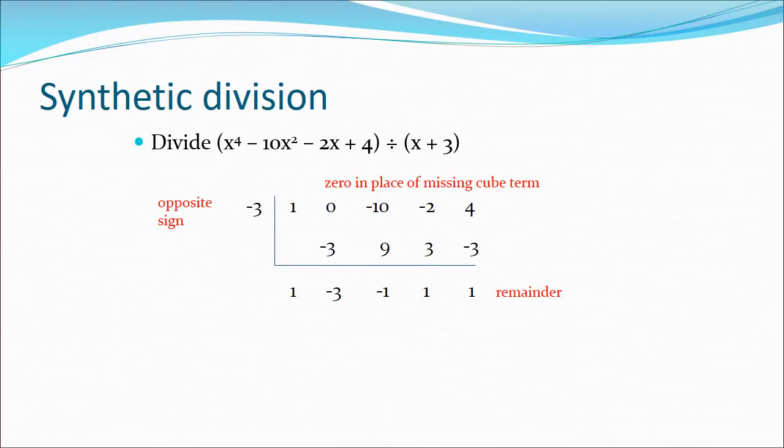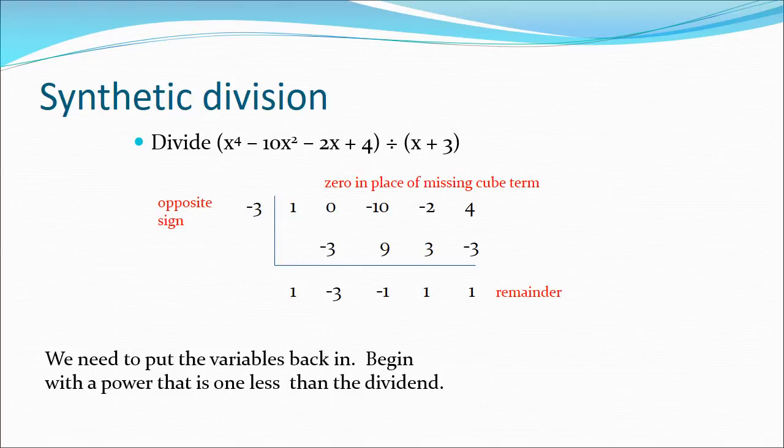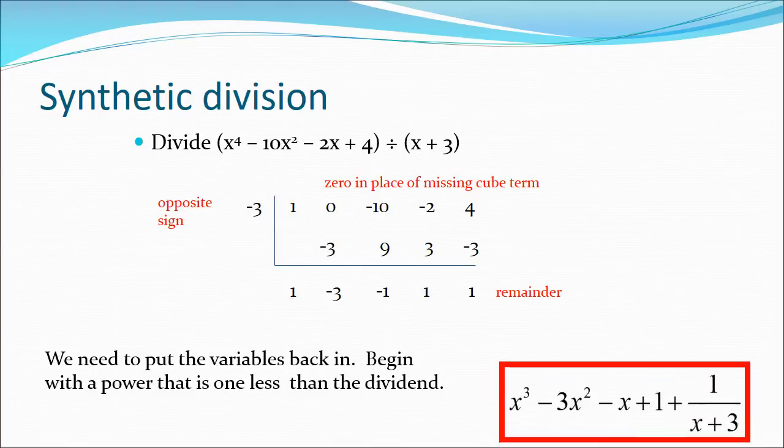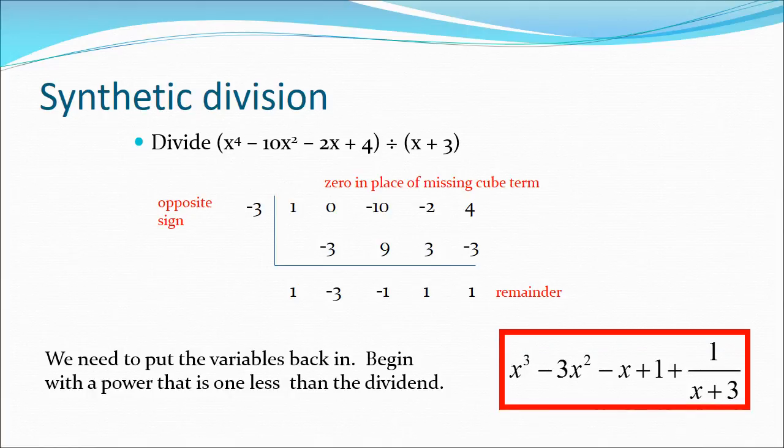Now we're done. The 1 is our remainder, but we have to put the x's back in now. What you do is you start with the power that's 1 less than what you started with. So we started with an x to the fourth. Now we're going to put in an x to the third. So it's going to be x to the third minus 3x squared minus x plus 1 over x plus 3.